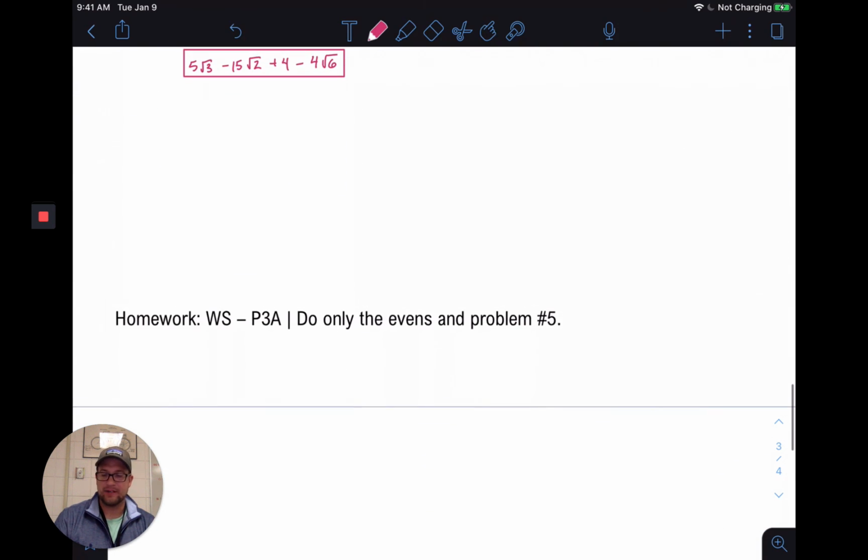Your homework assignment today is going to be worksheet P3A. You're going to only do the evens and problem number 5. I think there's 6 problems total for you to practice. If you're looking at that and saying, hey, I want to practice some more and go a little bit deeper on this, please feel free to do so.